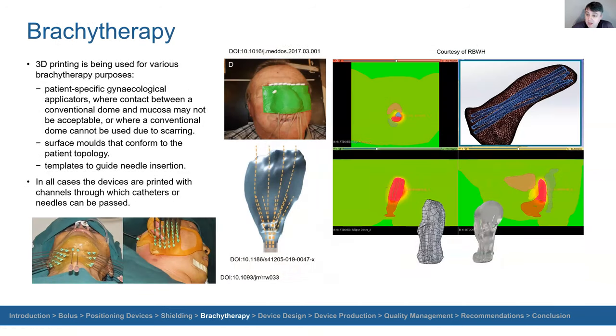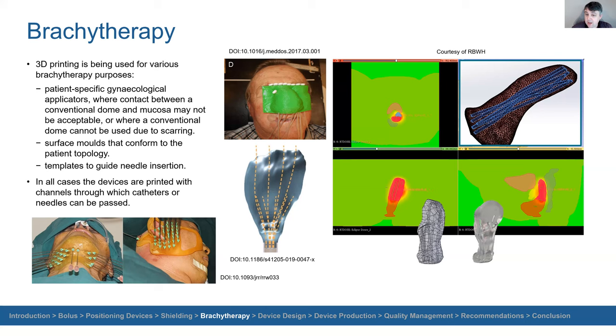Brachytherapy is another fairly common application of 3D printing. Probably the most common application would be for superficial brachytherapy, for surface molds that conform to the patient topology. That's shown there. Also templates to guide needle insertion. So there's a very patient specific one there, but I've also seen examples for prostate, templates that aren't necessarily going to be touching the patient in the way that particular face template is.